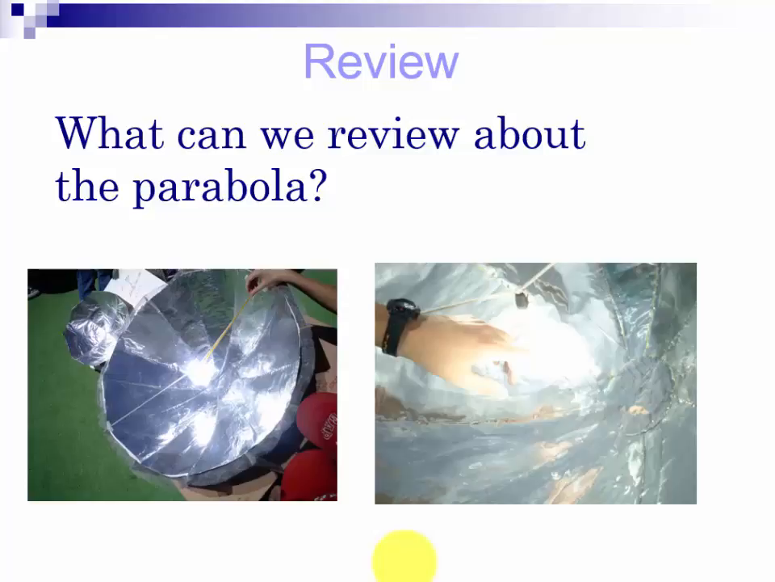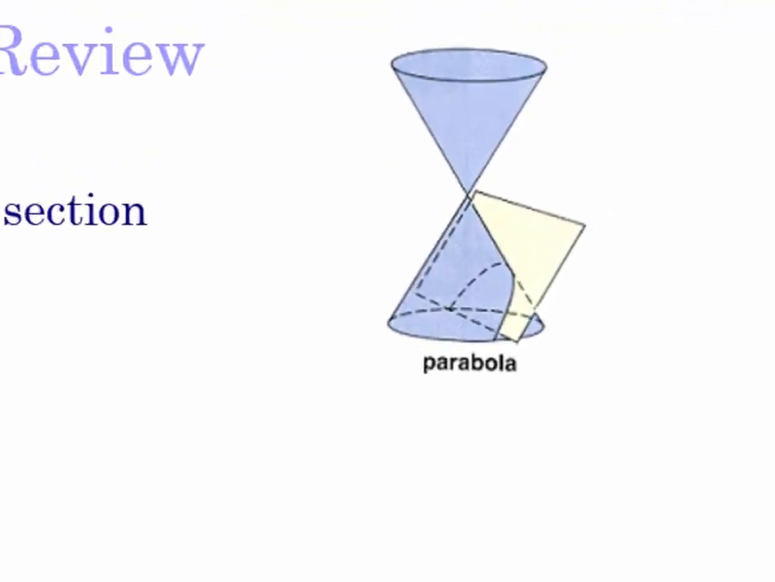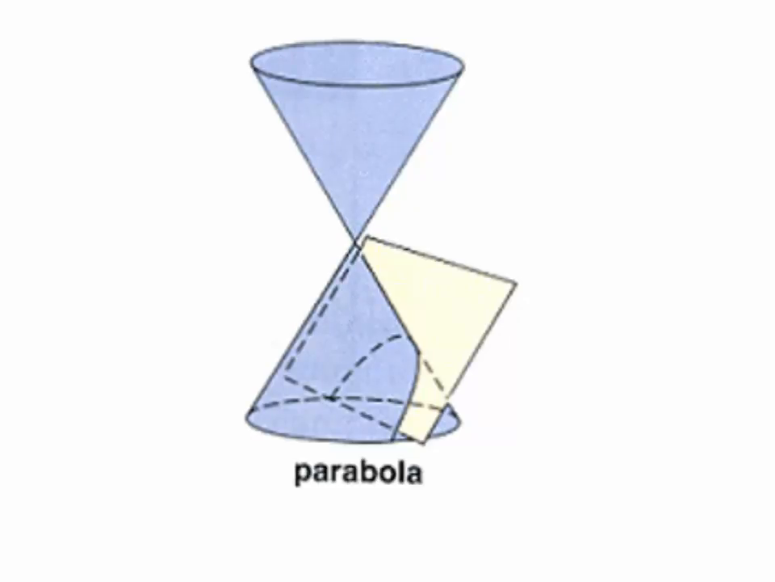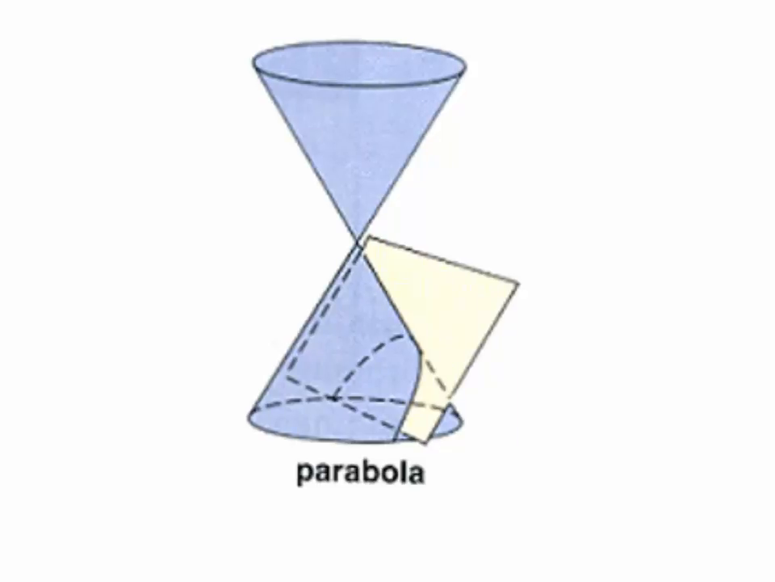Now let's have a review. What can we review about the parabola? The first is that the parabola is a conic section. And why is it called a conic section? Because it's formed by intersecting a circular cone with a plane. Now, this plane is parallel to the edge of the cone and is forming a parabola. We can see here the cone, the circular cone. This is my plane that is cutting parallel to the edge of the cone, forming a parabola.